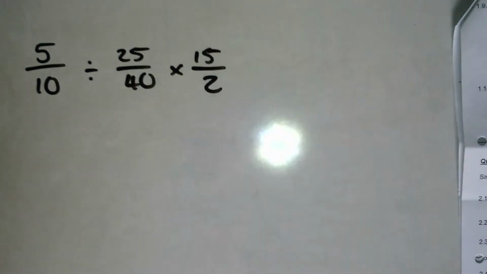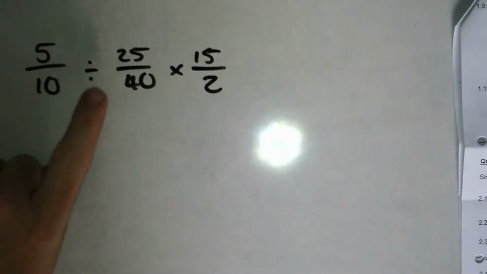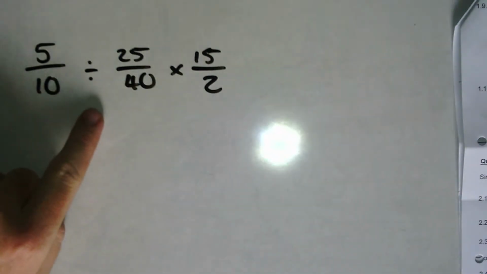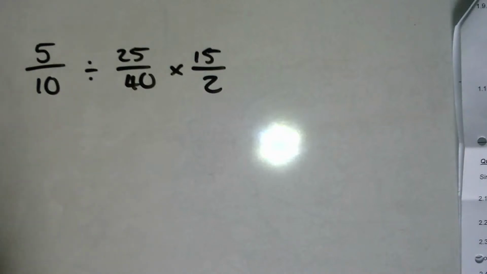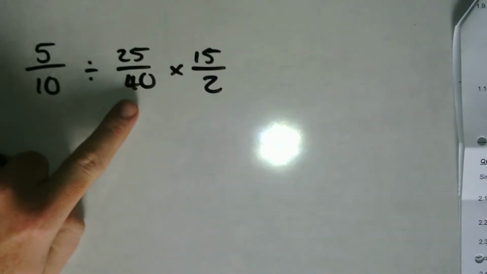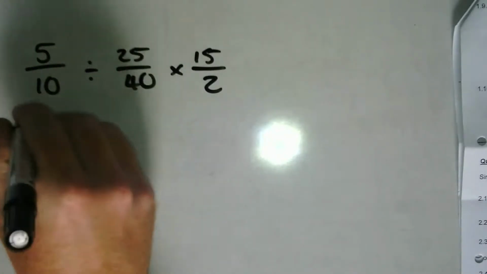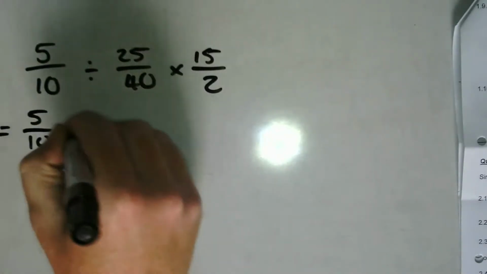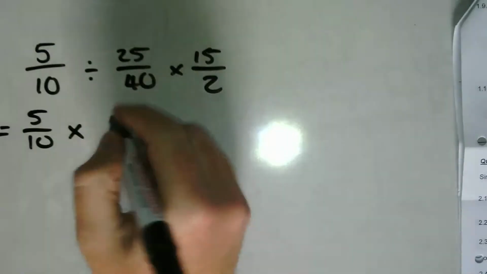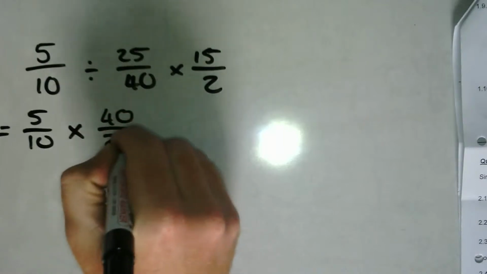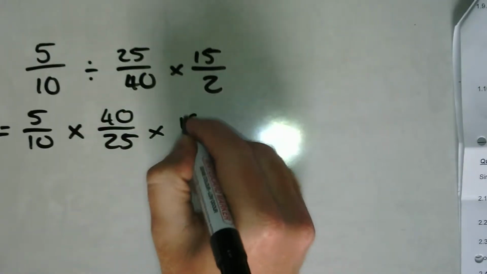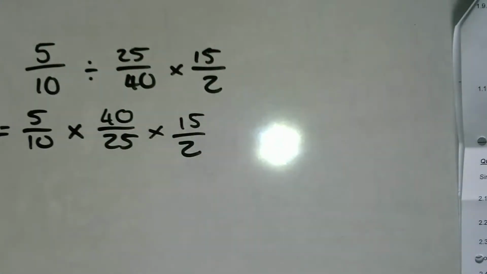Okay, so first things first, your signs. You need to know how to apply your signs. Remember, tip and times. So we're going to tip and times the 25 over 40. Okay, so first things first, tip and times. So we've got 5 over 10 multiplied by 40 over 25 multiplied by 15 over 2. Okay, now the fun starts.